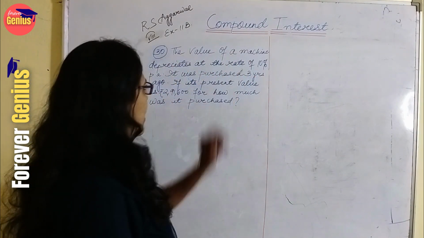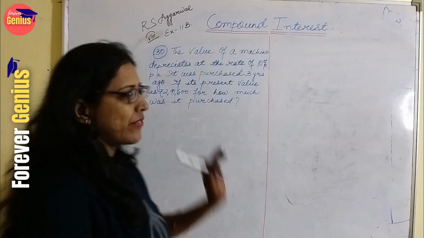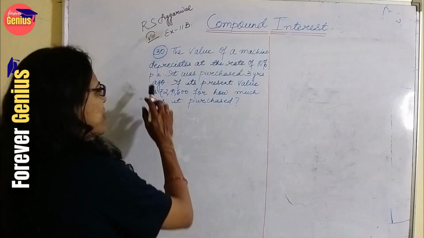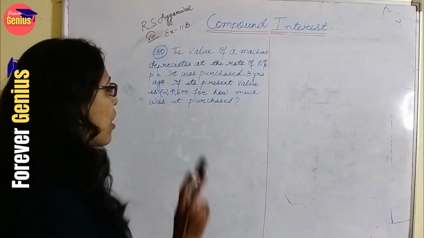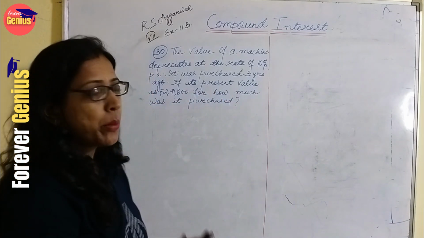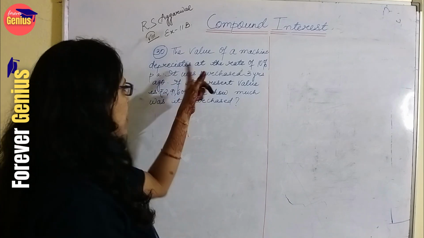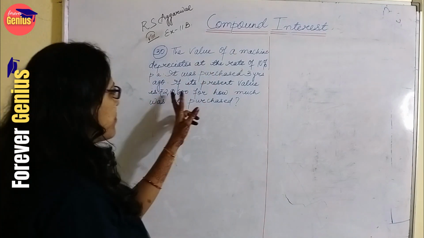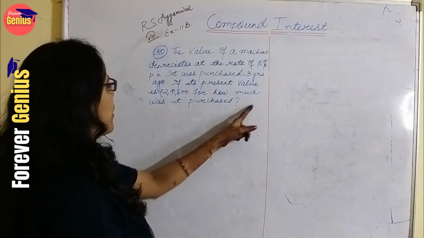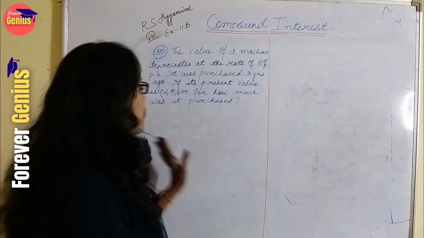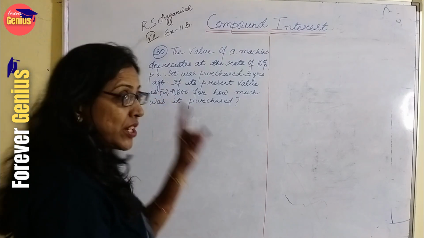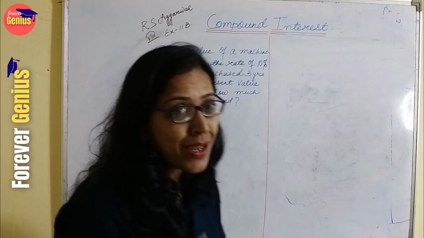See our next question, which is a very tricky one. The question is, the value of a machine depreciates at the rate of 10%. Yes, what is the trick in it? Wait, just look at the question. Depreciates at the rate of 10% per annum. It was purchased 3 years ago. Means before 3 years, the machine was purchased. Its present value is 2,91,600. For how much was it purchased? So what is the purchase value of the machine before 3 years?